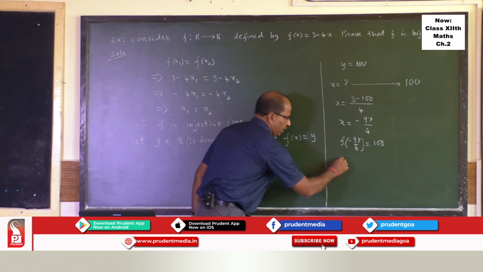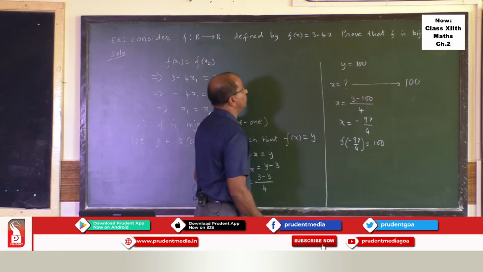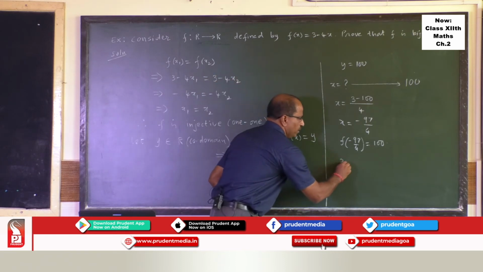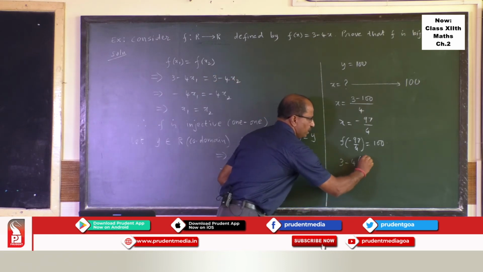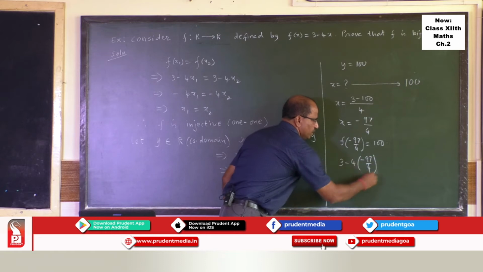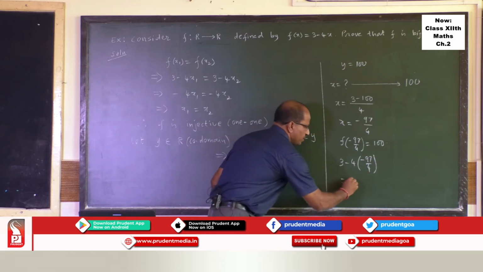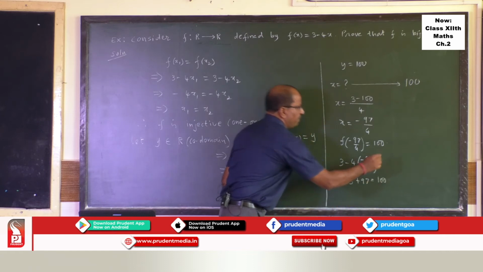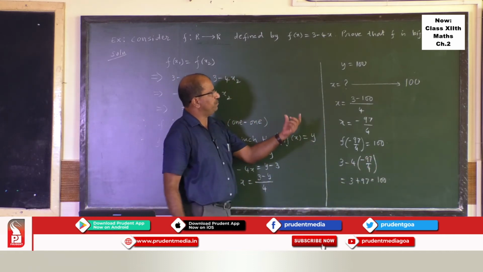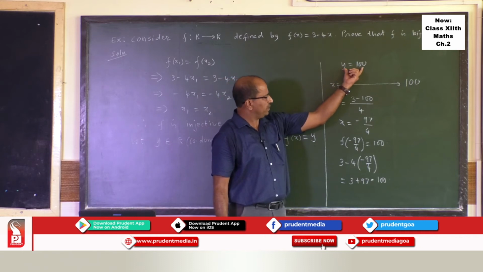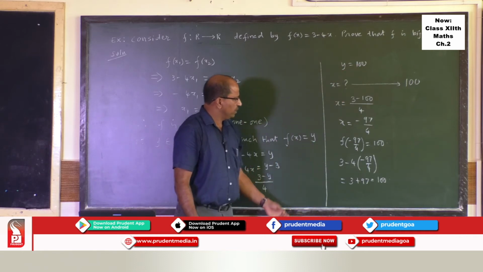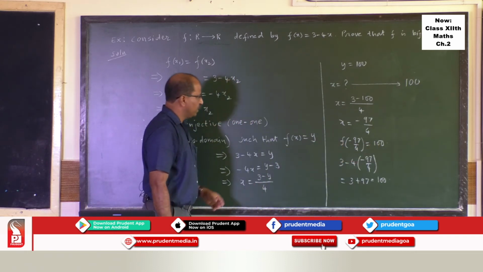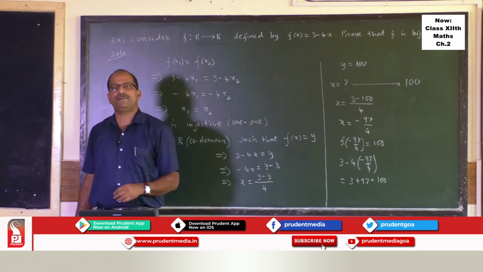So, f of minus 97 by 4, if you look at this function, this will become 3 minus 4 times minus 97 by 4, and 4 will get cancelled. So, this is 3 plus 97, this is equal to 100. So, we have verified here for an example, if y is 100, f of minus 97 by 4 is 100. That means 100 has the pre-image.